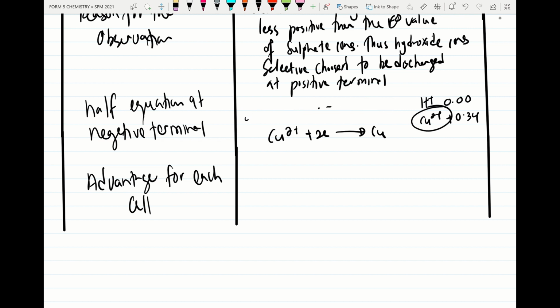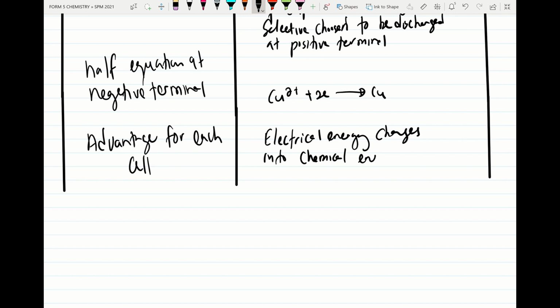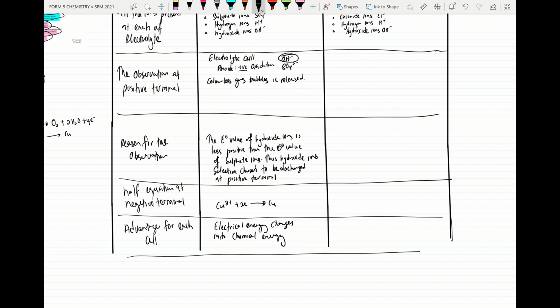So we erase all this. All right, so we move on to the advantage of this electrolytic cell. It's used to convert electrical energy into chemical energy. So these are the points that students should write for diagram 10.2a.